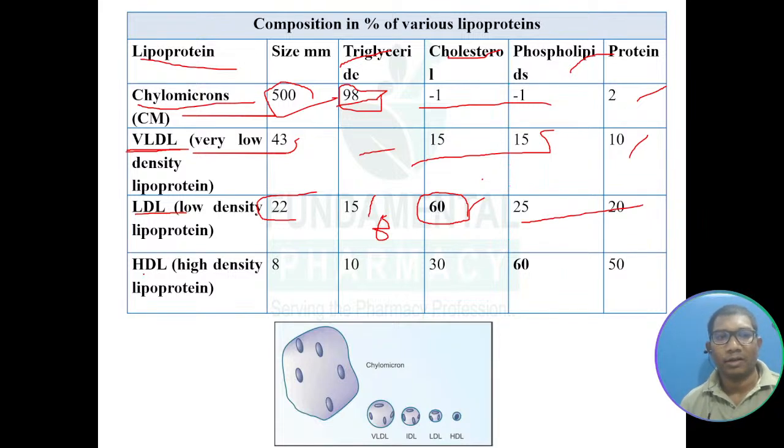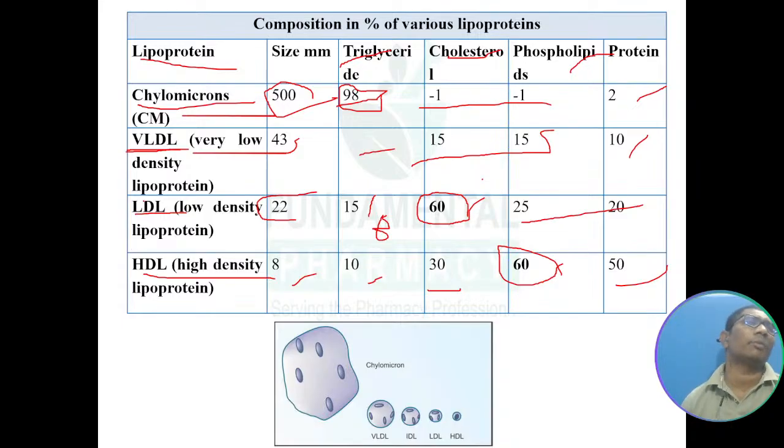High density lipoprotein, HDL. High density lipoprotein में 8 micrometer size, 10% triglyceride, 30% cholesterol, 60% phospholipid, 50% protein. So if you compare low density lipoprotein and high density lipoprotein, तो LDL में 60% कोलेस्ट्रॉल होता है और HDL में ओनली 30%. बट HDL में 60% फॉस्फोलिपिड्स होते हैं जो बेनिफिशियल होते हैं. That's why LDL is bad cholesterol, HDL is good cholesterol. HDL क्या है, गुड कोलेस्ट्रॉल है.